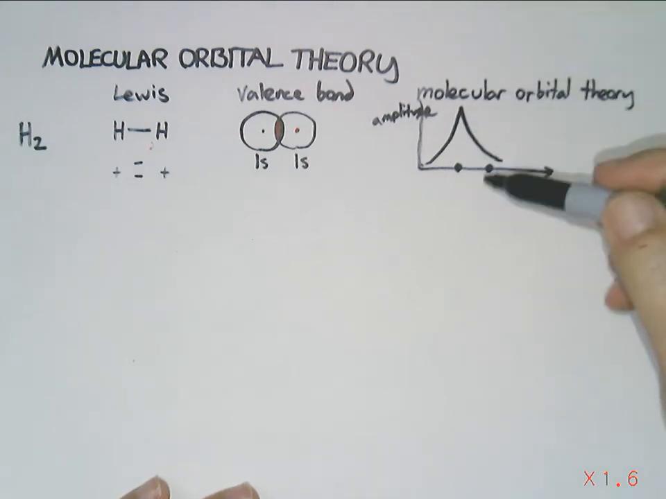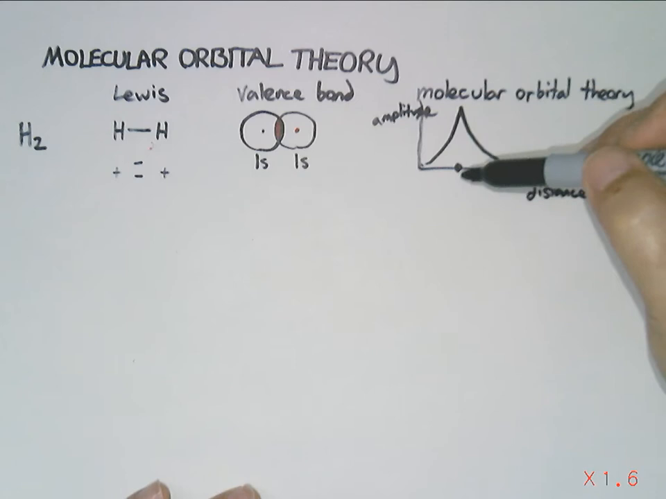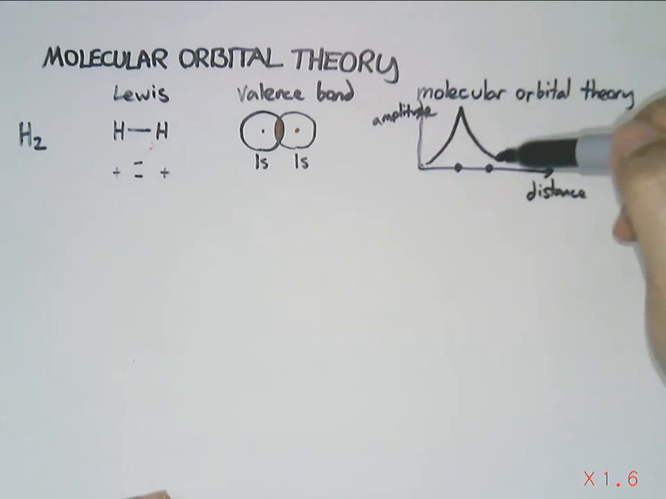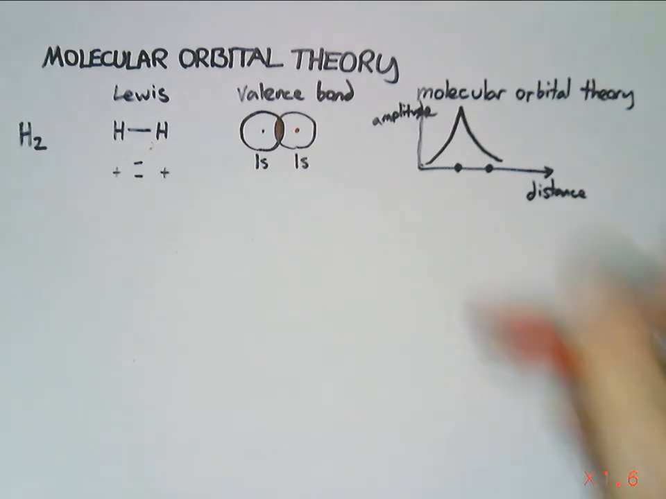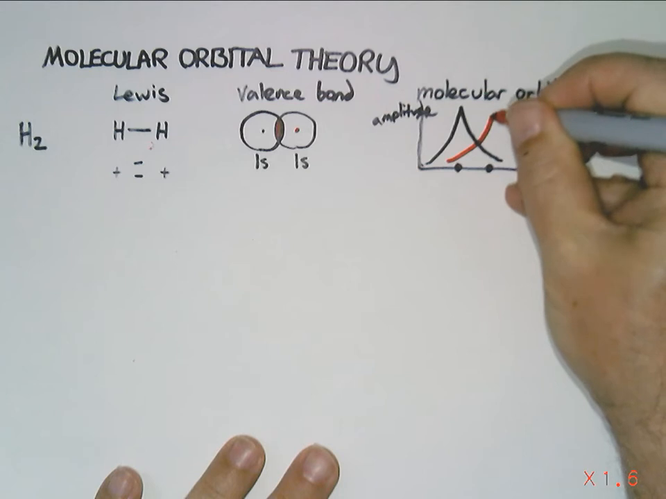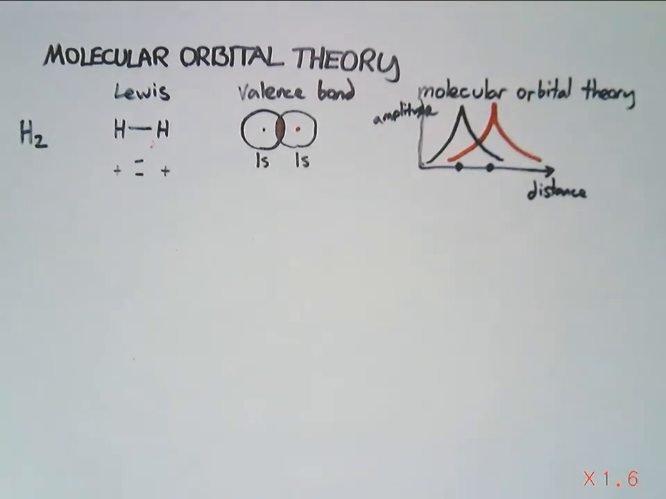Now, this is showing the amplitude of the wave, which has something to do with how dense the negative charge is. At this nucleus, there's a peak in negative charge. The electron cloud is thickest around the nucleus, and it just sort of tails off exponentially on either side. If we draw in the 1s orbital for the other, it's got a spike right there.